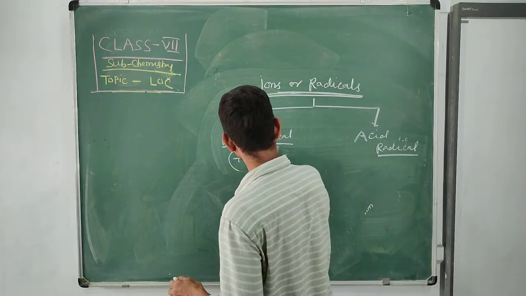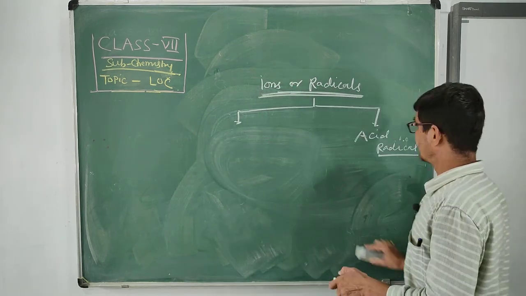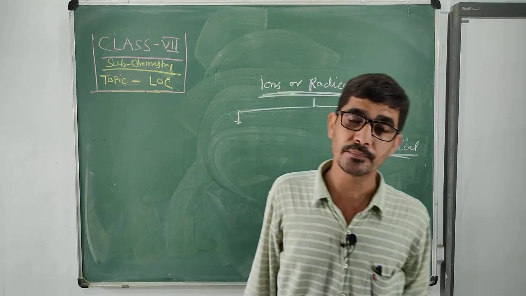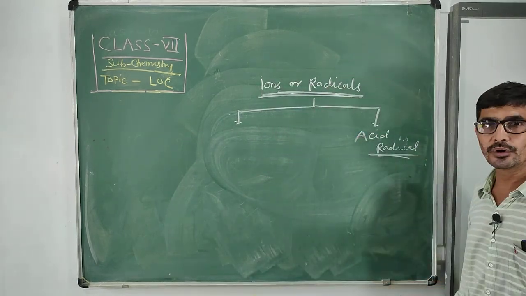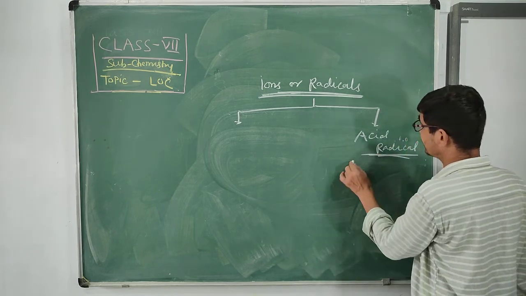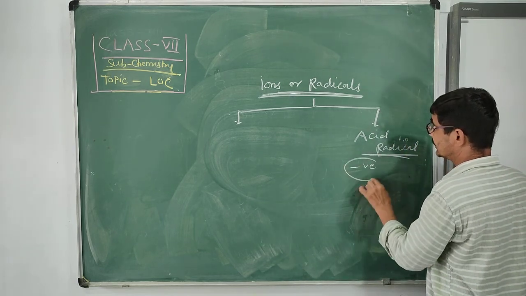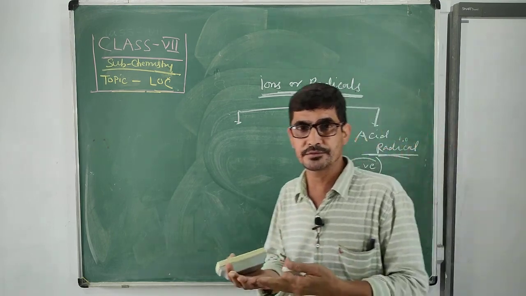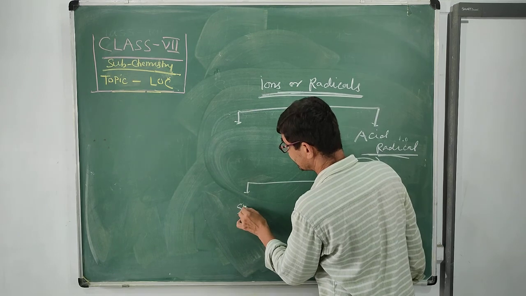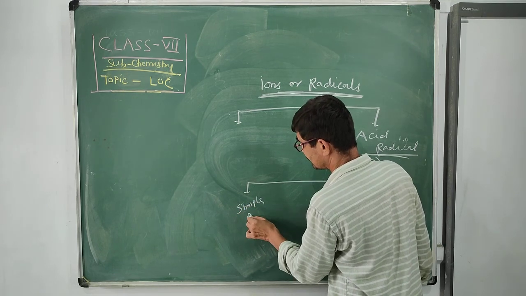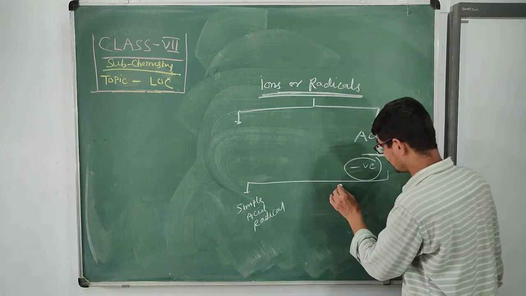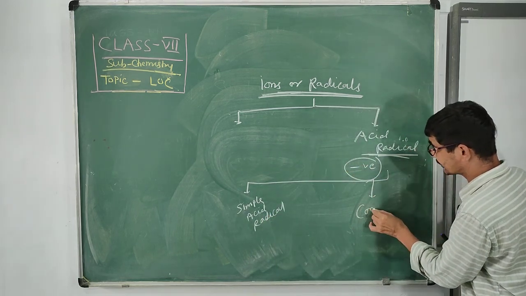Now in case of acid radical, atom or group of atoms having negative charge is called acid radical. Acid radicals are also of two types. One is called simple acid radical, another is called compound acid radical.